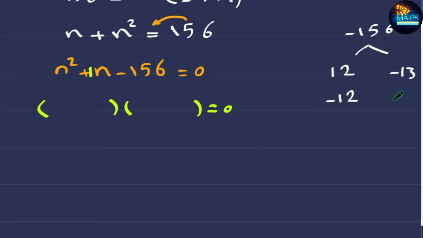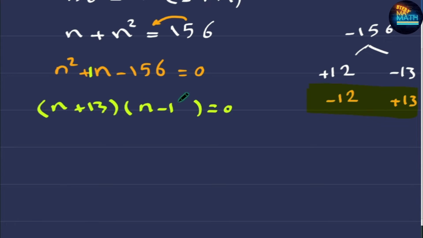But 12 minus 13 doesn't work because their sum is not equal to 1. Their sum is equal to negative 1. So the factors are negative 12 and 13. Their sum is equal to 1. So n plus 13 is the first factor, and n minus 12 is the second factor, is equal to 0.